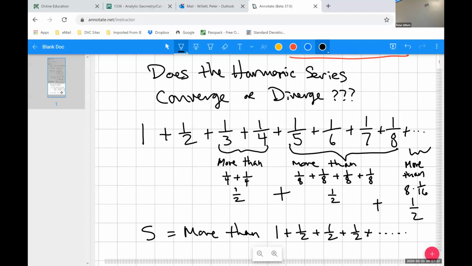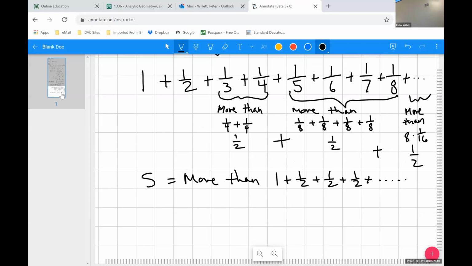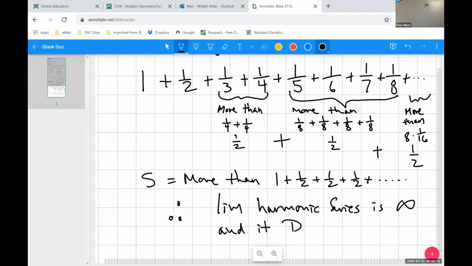I have to go out 2 terms in the beginning, then I have to collect 4 terms to get more than a half, then I have to collect 8 terms to collect more than a half, but I can do that indefinitely. I can do that as many times as I want. So basically the series is more than an infinite number of 1/2s added together. Therefore, the limit of the harmonic series is infinity, and it diverges. Questions, comments, discussions about that?